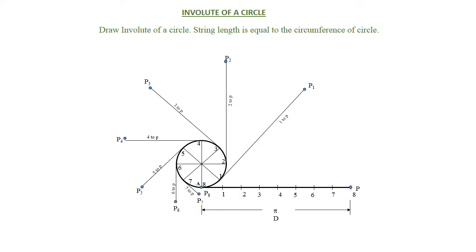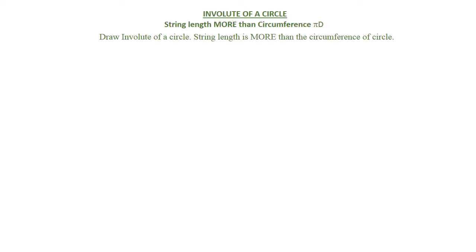After getting these points, we join them using a French curve this way. So this is the involute, the path traced by the free end of the inelastic string. Now we will see another case with minor changes, that is, the length of the string is more than the circumference of the circle.